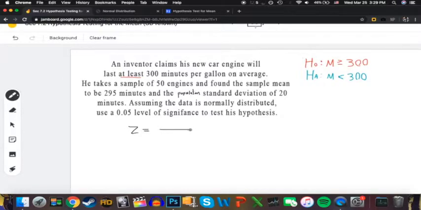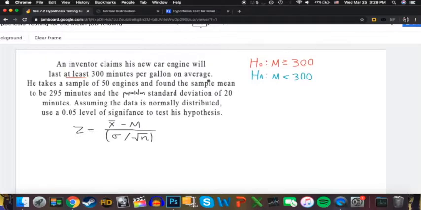And because we're dealing with a sample in this case, we have our sample mean subtracted by our population mean, and that's going to be divided by your population standard deviation, and that's divided by the square root of n. And n in this case just represents your sample size. So we actually have all the pieces of info that we need.